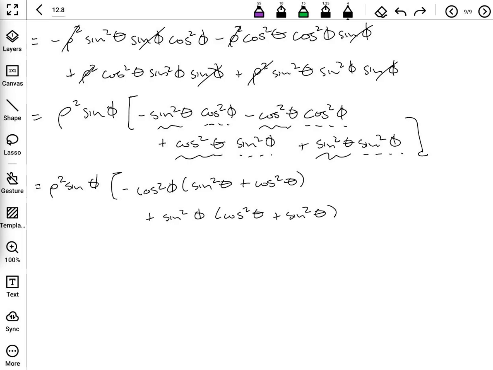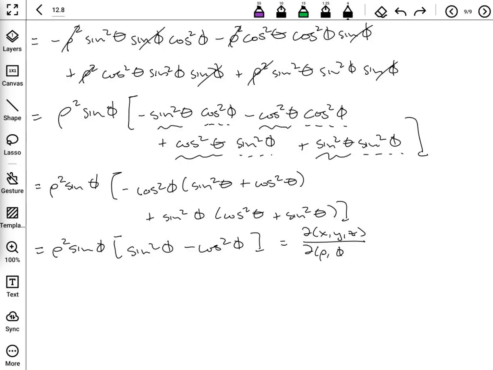Okay, so then I've got my rho squared sine phi, and then my sine squared plus cosine squared in both cases just becomes 1. So I'm left with sine squared phi minus cosine squared phi. And that would be my d of x, y, z over d of rho, theta, phi.